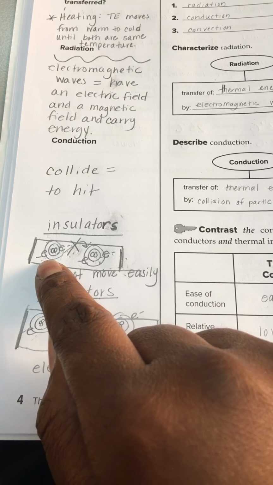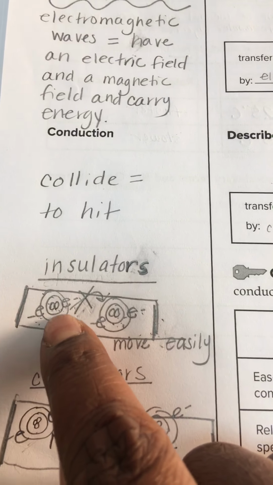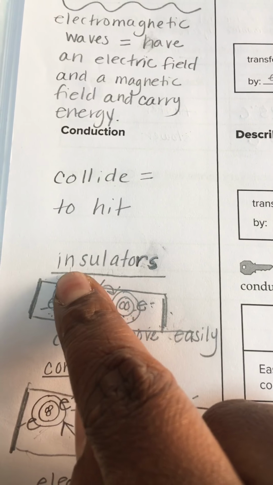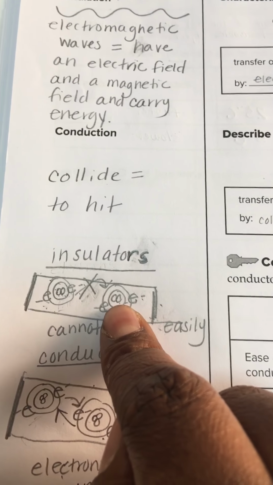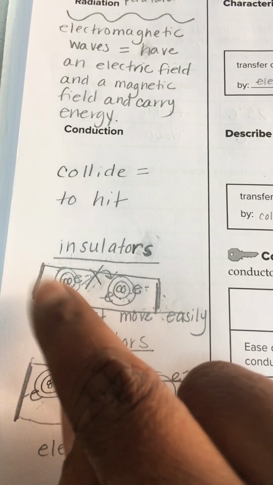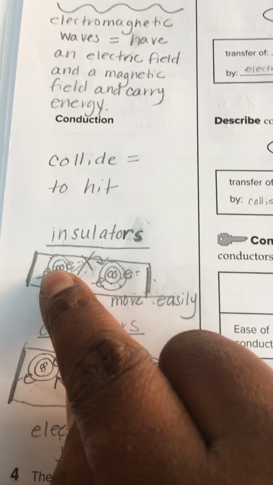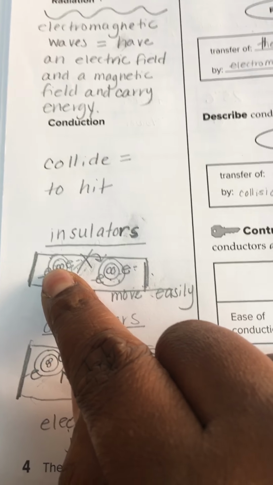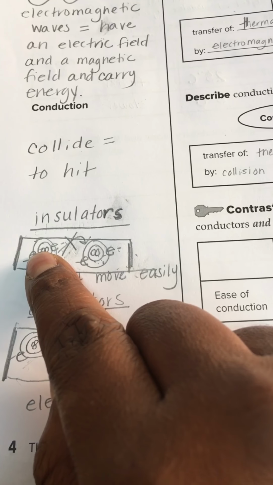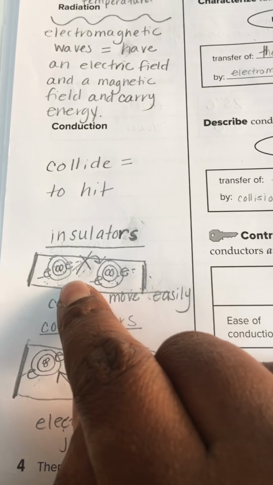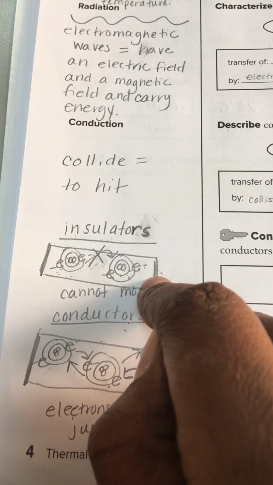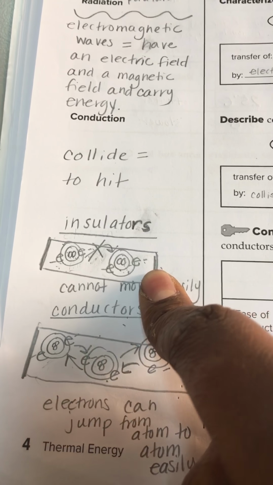Since it's an insulator, the electrons, so here we have our nucleus and our protons, and then you have your electrons on the outside, two different atoms, a whole bunch of atoms, but here are two of them. The electrons are actually what carry the thermal energy. When we talk about the particles, we're talking about the kinetic energy of the electrons. We're talking about the potential energy of the electrons. And so the electrons in insulators, they can't jump from atom to atom easily to pass that thermal energy.